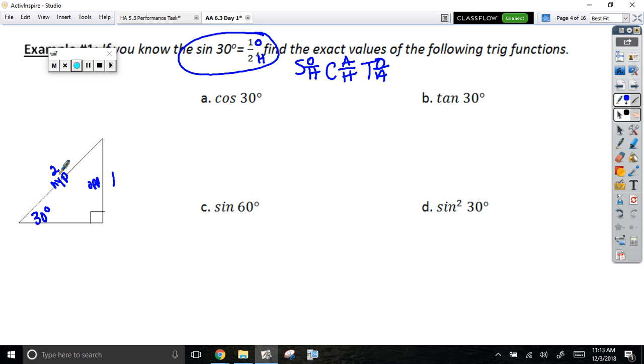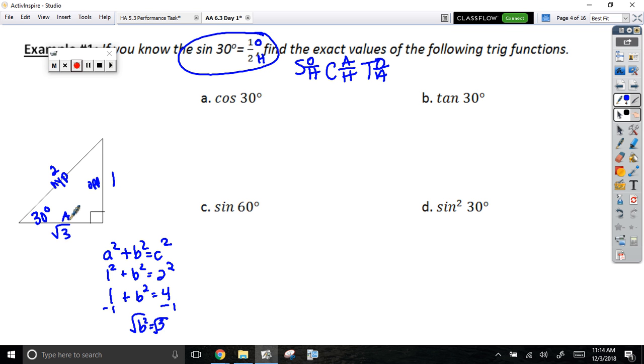And then we can find the third side by using the Pythagorean theorem. So our adjacent side will be the square root of 3. Now who knows what the other angle would be? If this is 30 and this is 90, what would this be? That's right, 60. Because we know there's 180 degrees in a triangle.